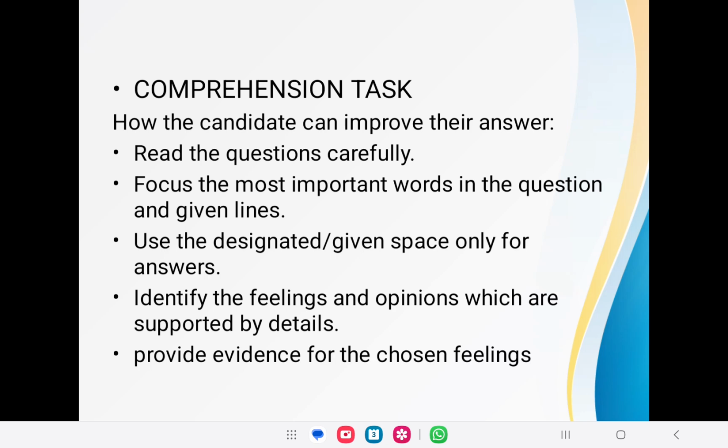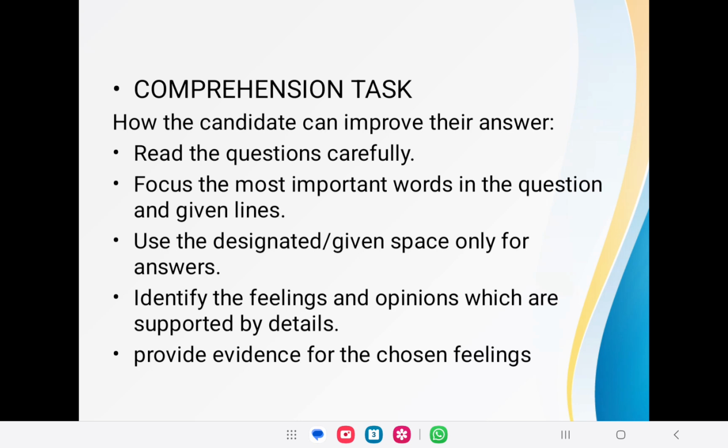This time the main topic that we are going to discuss is comprehension task and use of language. Now in this topic we have basically two questions. Question number 1 is comprehension task that has 16 marks in total, and then after that we have question number 2, that is use of language task.